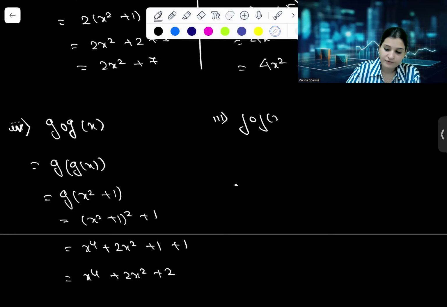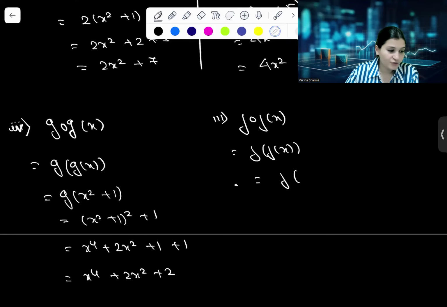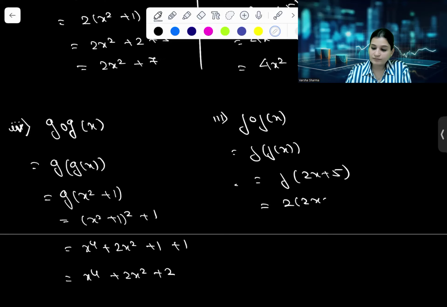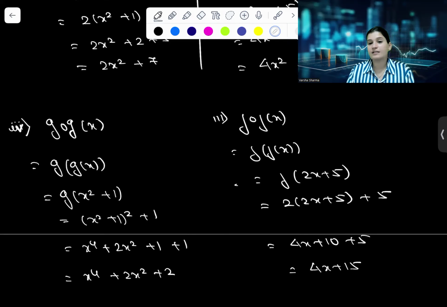This was 4. f composite f. f(x) was 2x + 5. Now this will be replaced instead of x. So twice of this plus 5. So 4x + 10 + 5. That makes it 4x + 15.